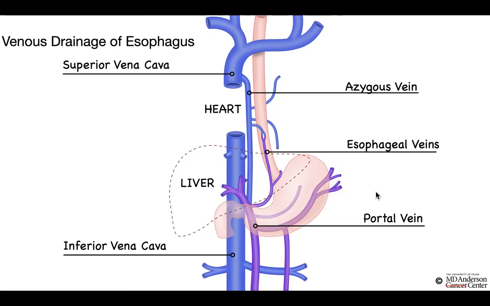And this anatomy is important when you're looking at a patient with variceal bleeding, especially in somebody who has developed portal hypertension from cirrhosis of the liver. So we will talk about it when we come to those areas.